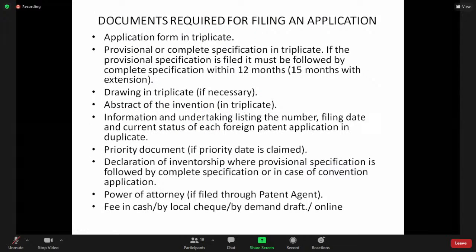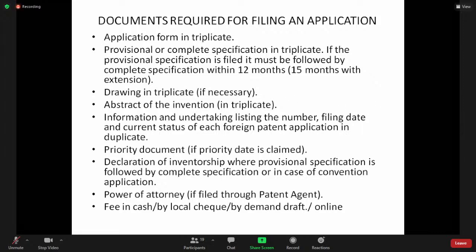That is the application form in triplicate. Nowadays, everything is available online, so you can take the online option. And then a provisional or complete specification should be given in triplicate. They take around 12 to 15 months, right? Then drawing in triplicate, if you have a drawing. Then abstract of invention. Just like how you prepare a paper as per yesterday's topic, you have to prepare an abstract for the invention.